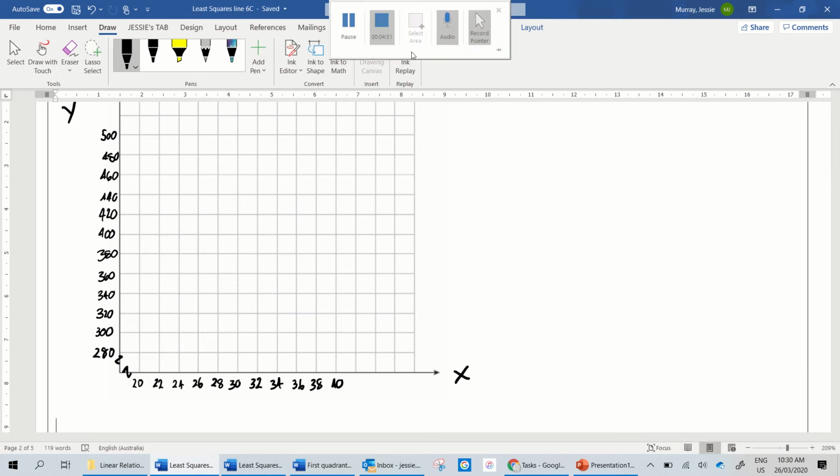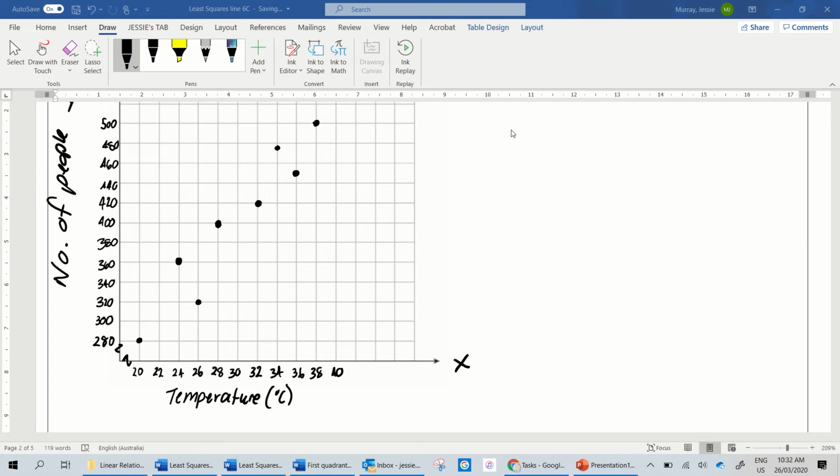Okay, I'm going to continue to put my points on now. Okay, and there we have it, my scatter plot. I put my points on as accurately as possible. It looks like there's quite a strong trend, particularly because I'm quite zoomed in as well. Imagine if I was zoomed out.